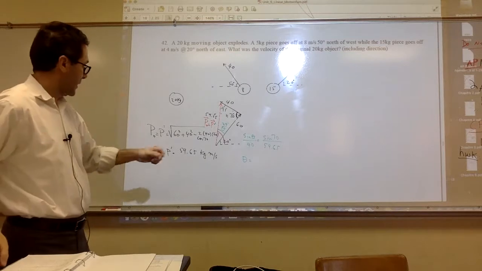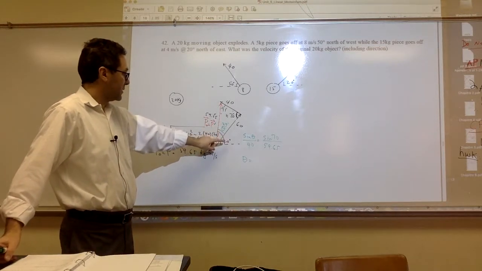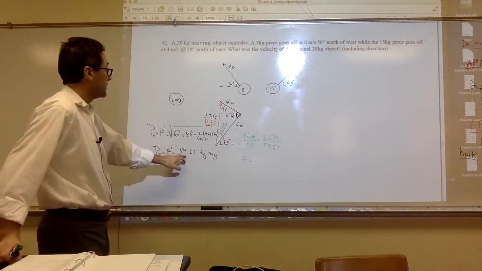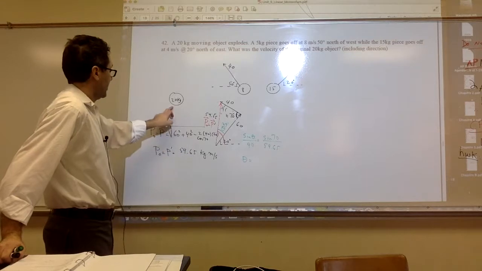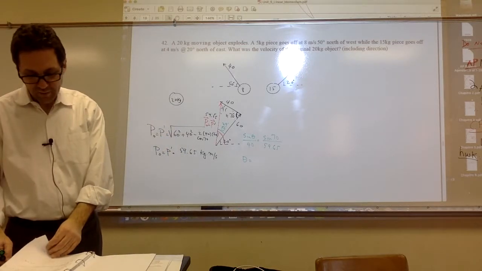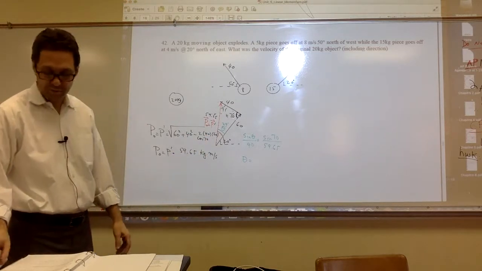So the answer should be 59.65 at 59 degrees north of east. To find the velocity, just take this number here and divide it by 20, and the answer should be 2.98 meters per second at 59 degrees north of east.